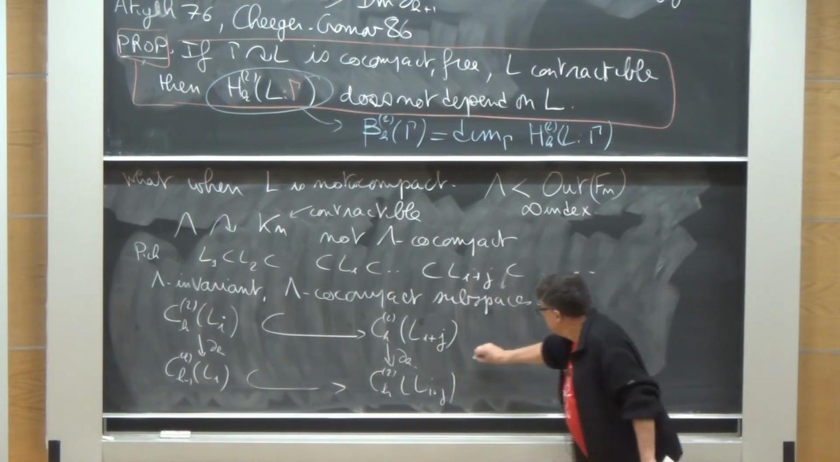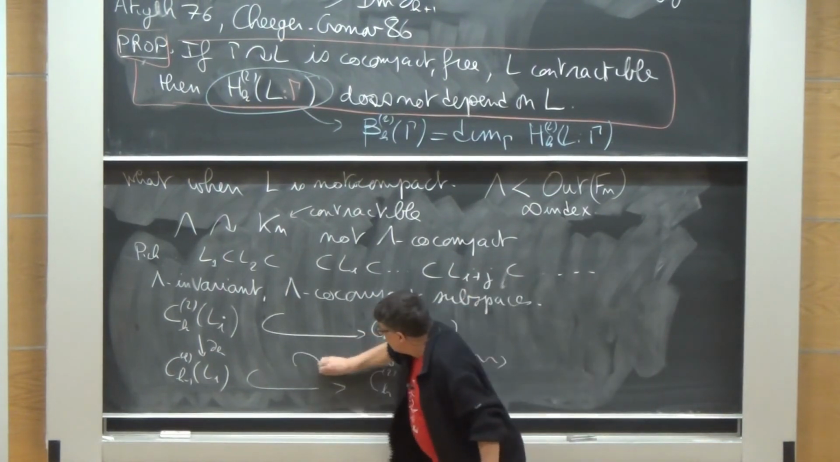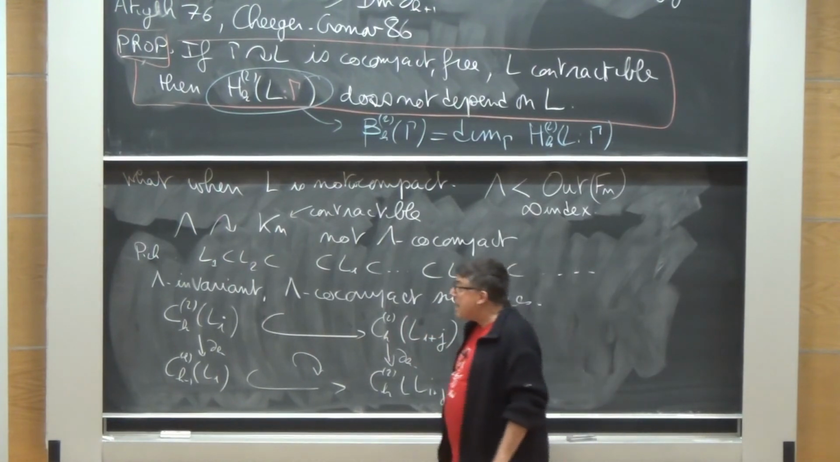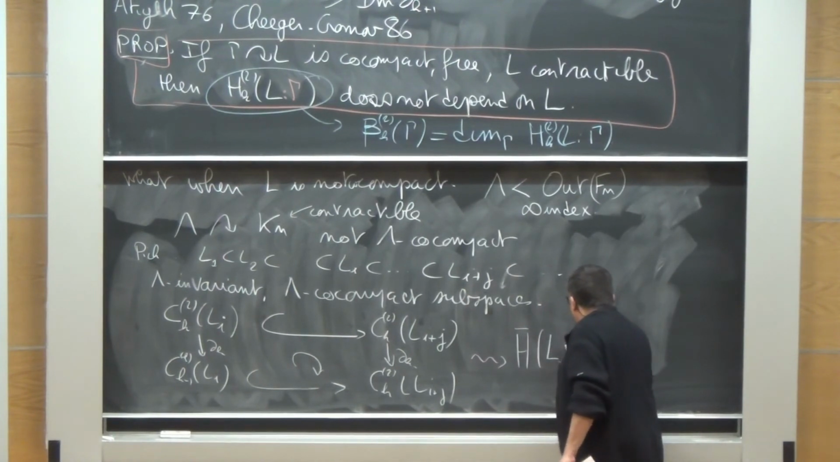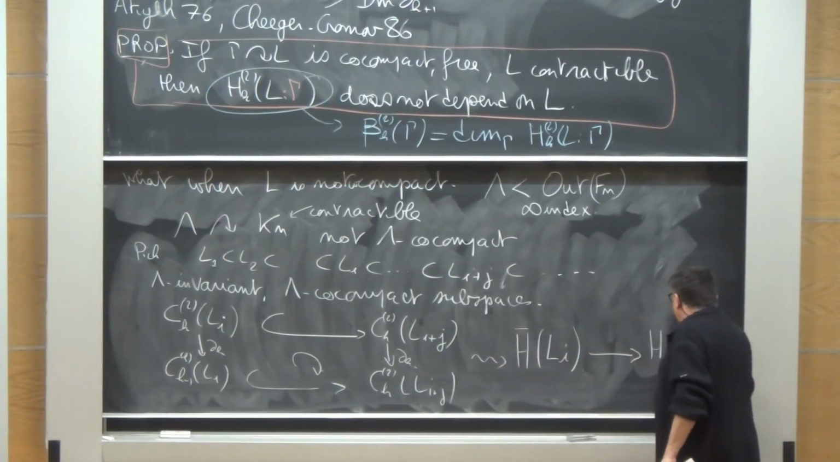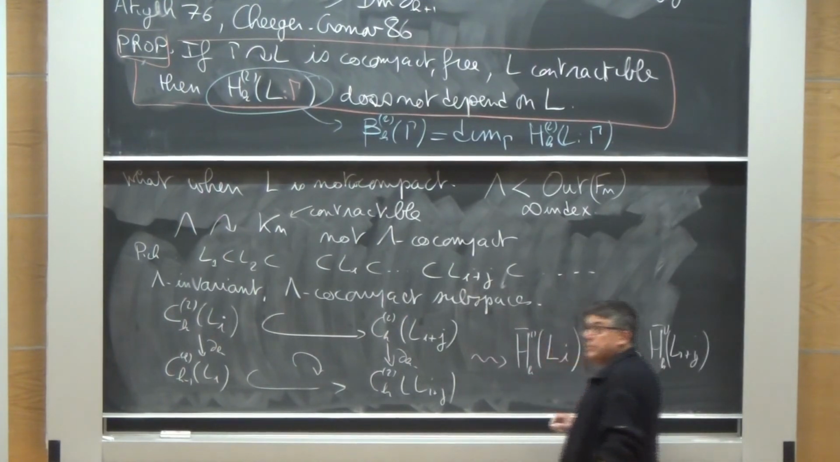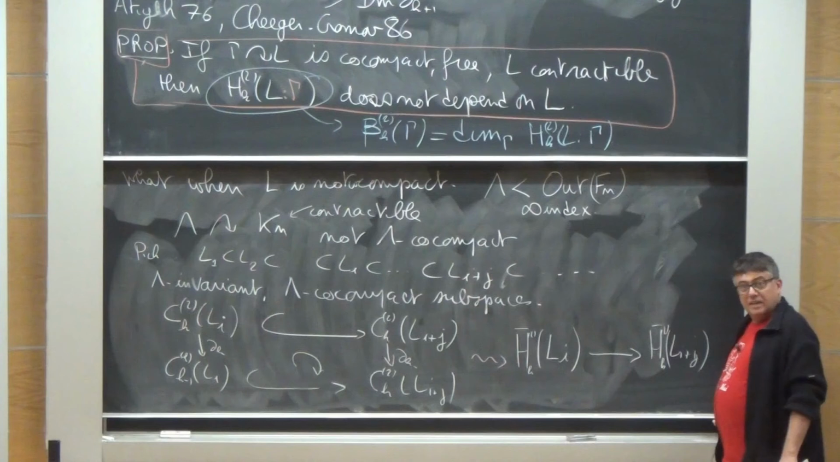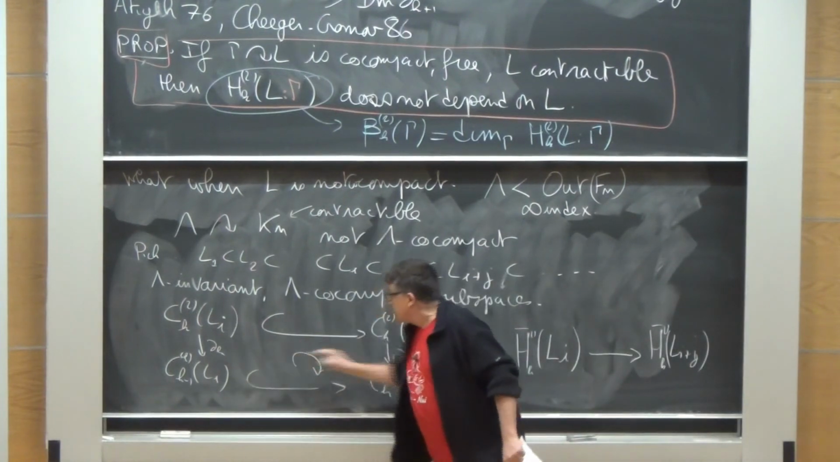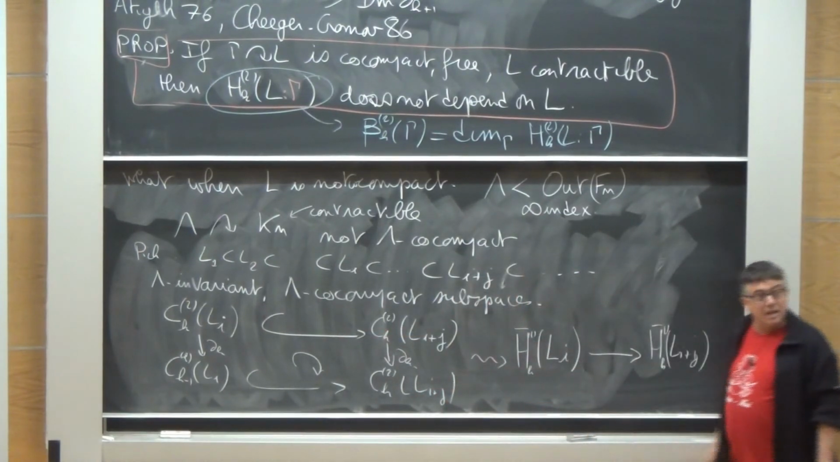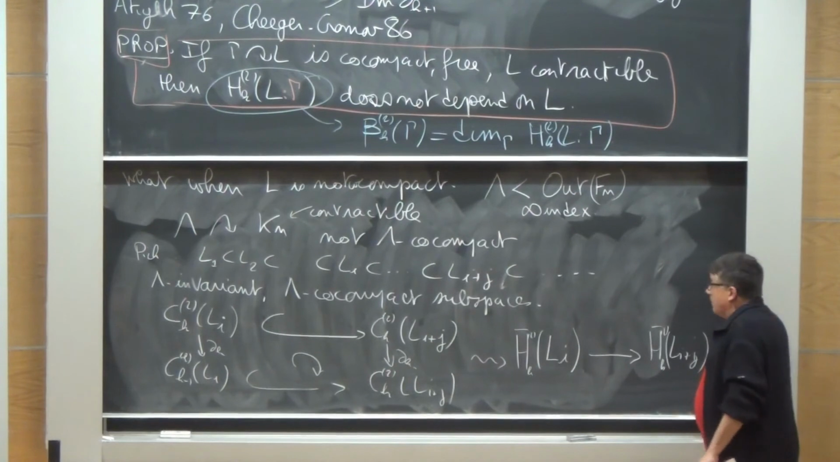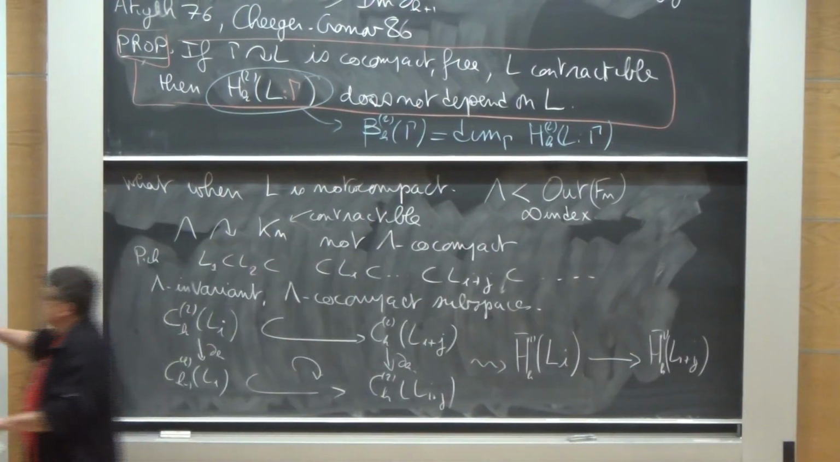Okay? This implies a map between H of L_i into H of L_{i+j}, and some indices. Is it okay? Since this commutes with the boundary, this means that this sends kernels to kernels and images to images and so on. So this induces a map on homology. Okay.